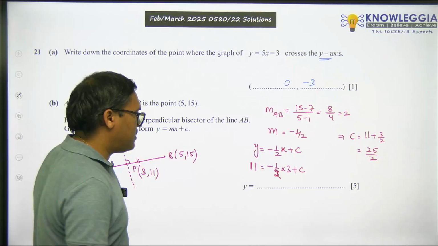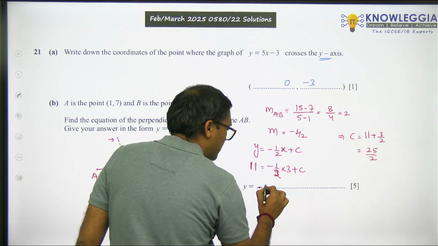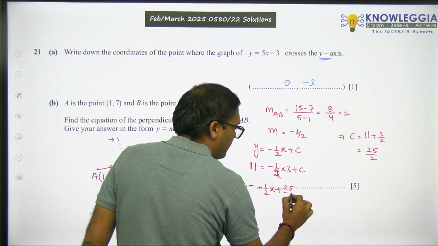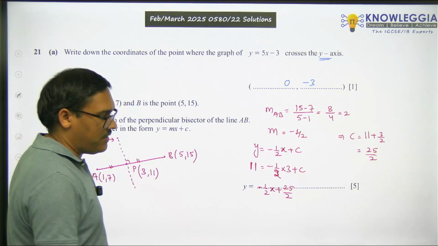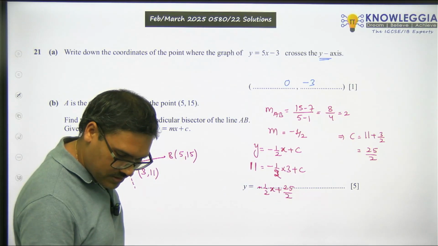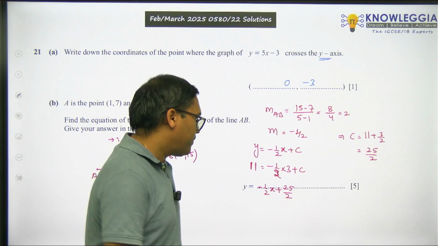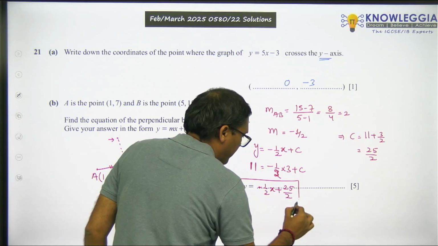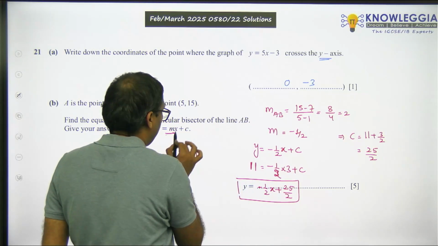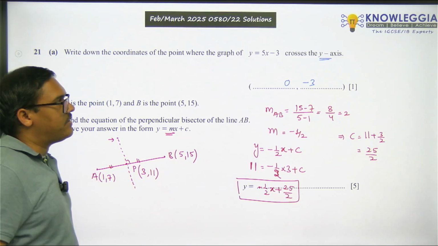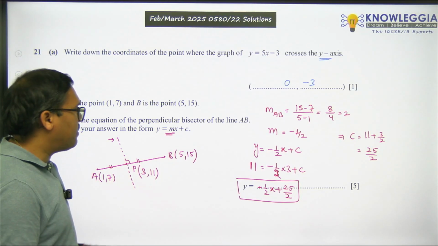So what is the answer? This is y equal to minus 1 by 2 x plus c. What is c? This is 25 by 2. So let's see, this is y equal to minus 1 by 2 x plus 25 by 2. So this is the answer for this. Y equal to mx plus c, you have to write it in this form. Now this is clear. Mark this question. This is a very common question in your exams. Every year you have a question on this.